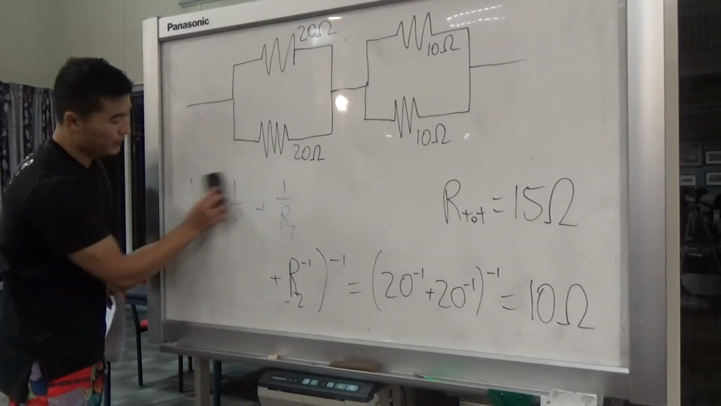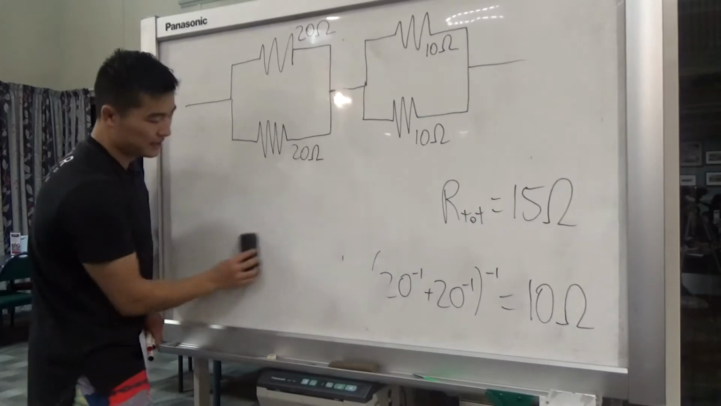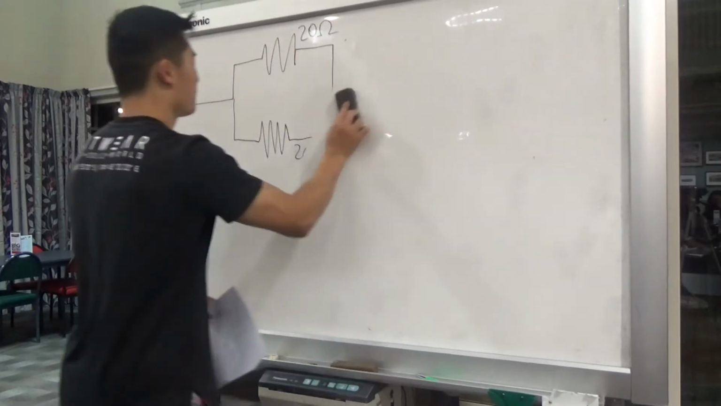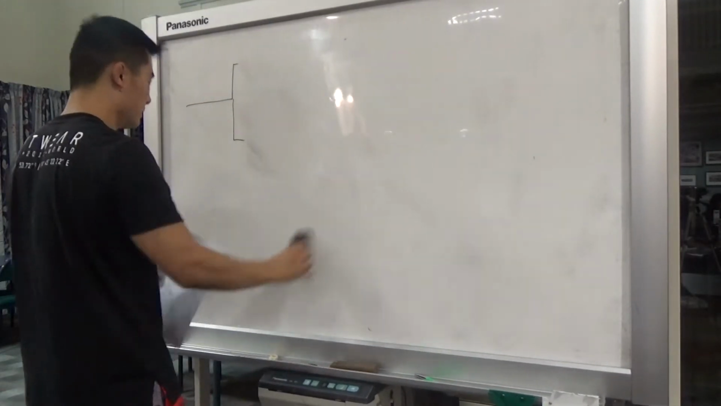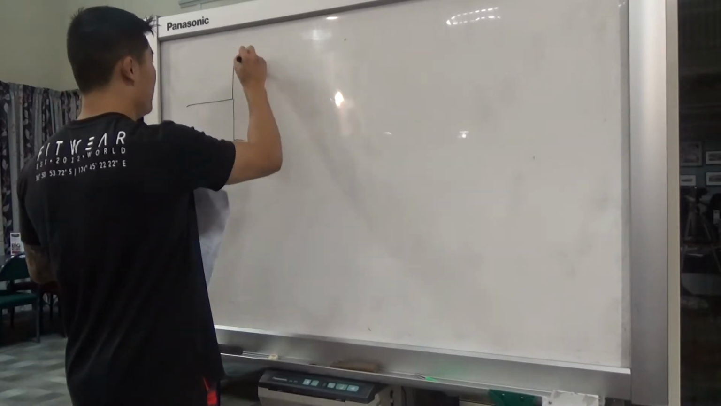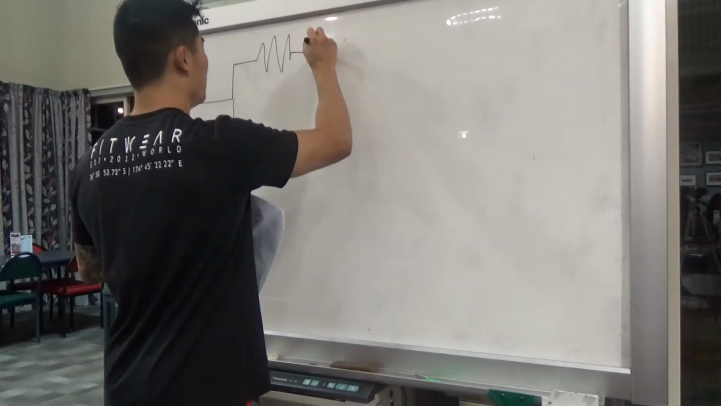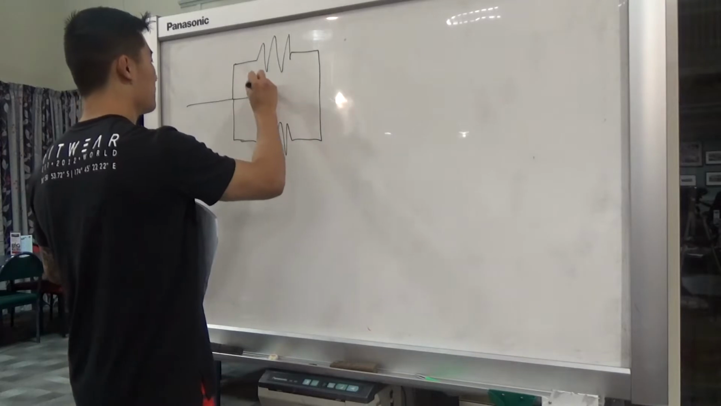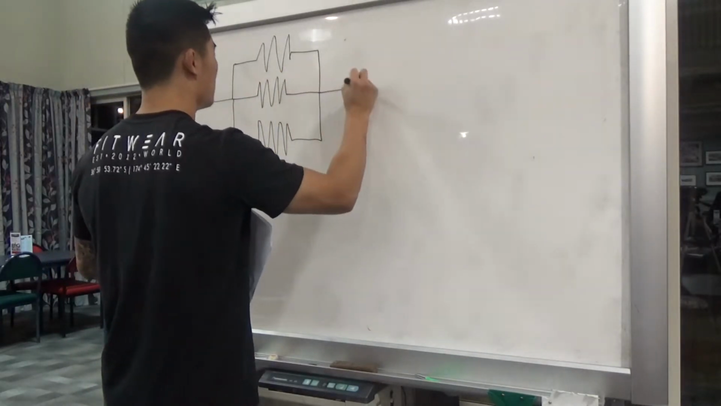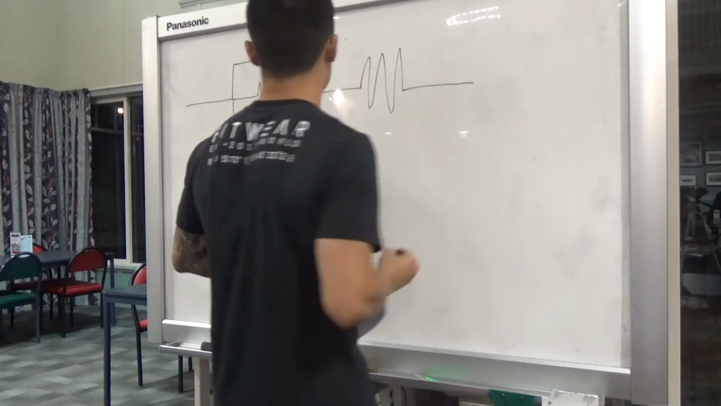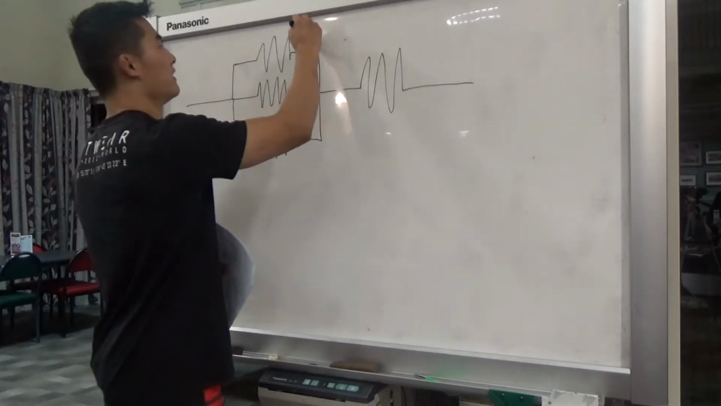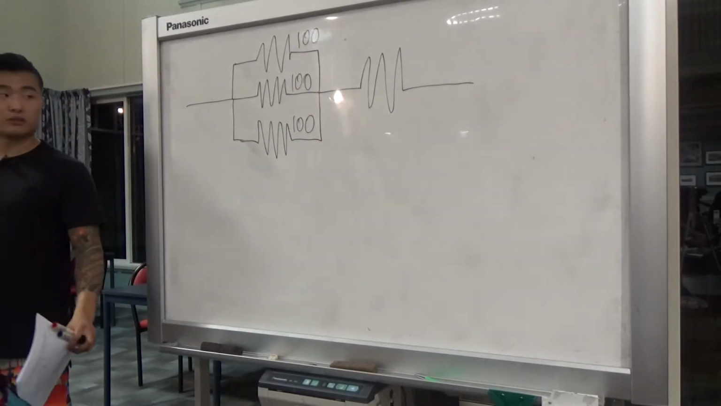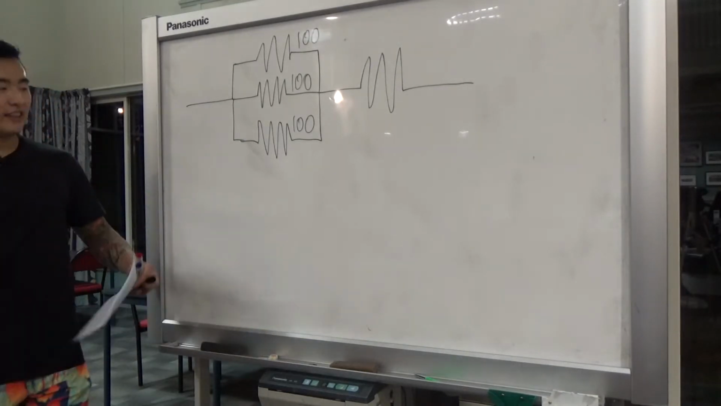Now the next one, we have 3 resistors in parallel. So now we have 3 in parallel. What do you think we're going to do there? So what would you do with these 3 here? Yep, you can divide it by 3.